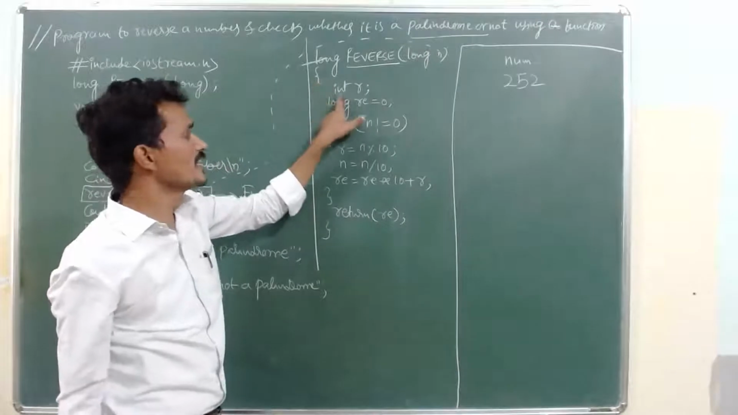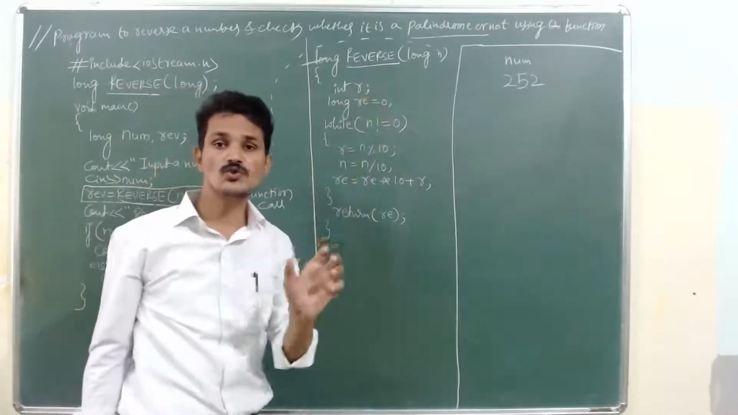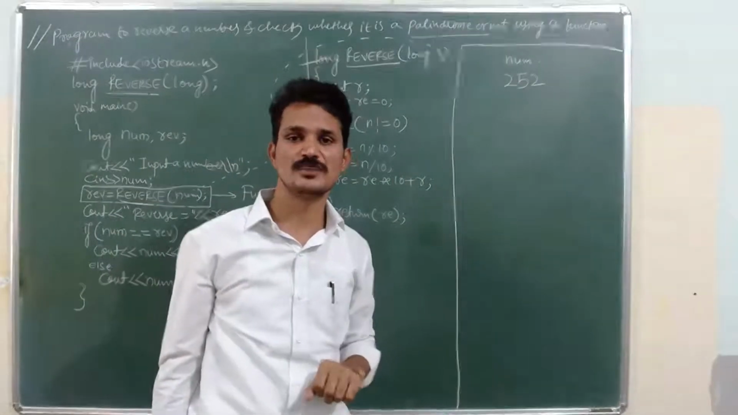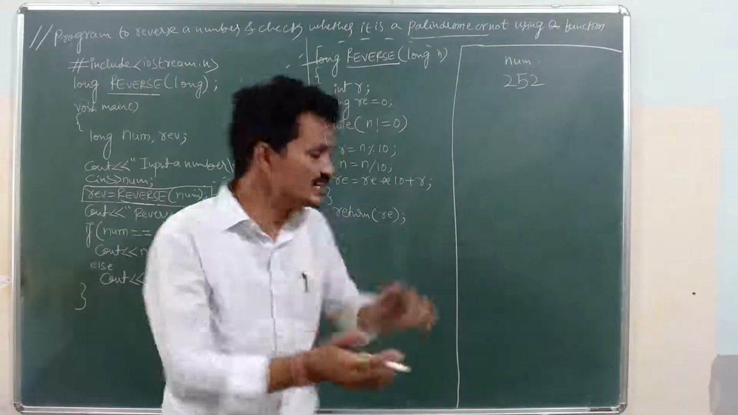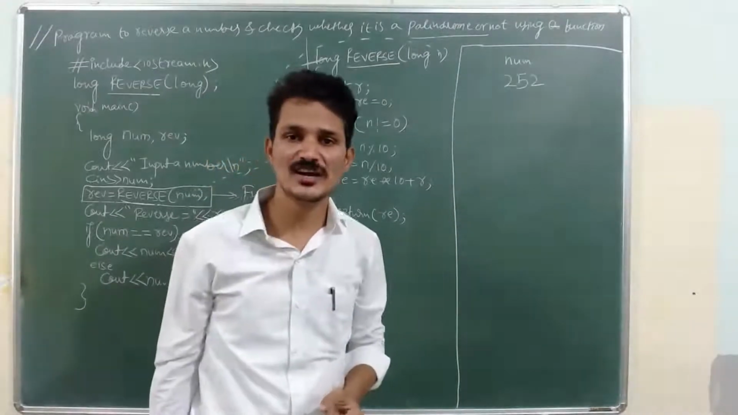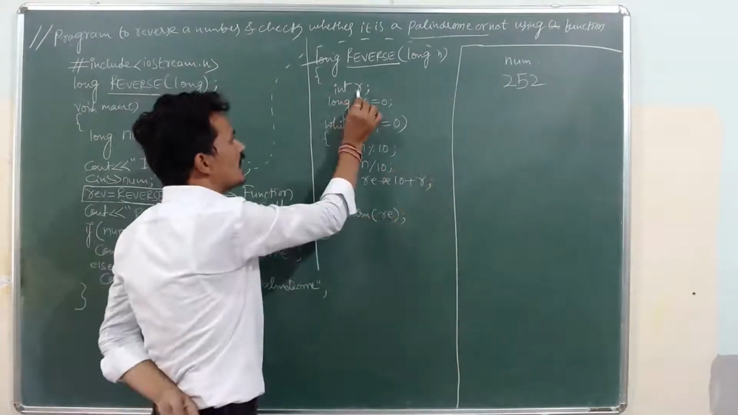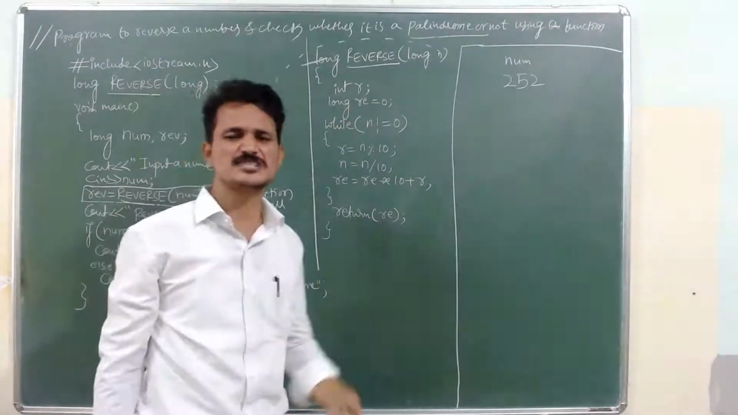Now open flower bracket, int r. R is a local variable. Local and global, these two terms we have discussed in our previous session, right? Local means the variable is allowed to be accessed only in that particular region. Such variables are called local variables. Got the point? Fine.